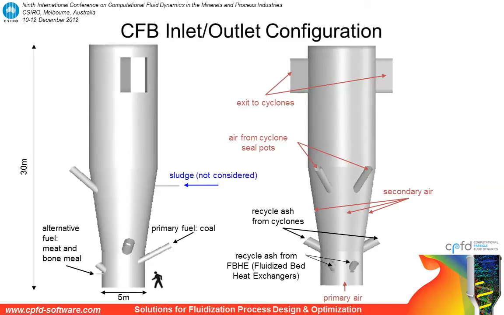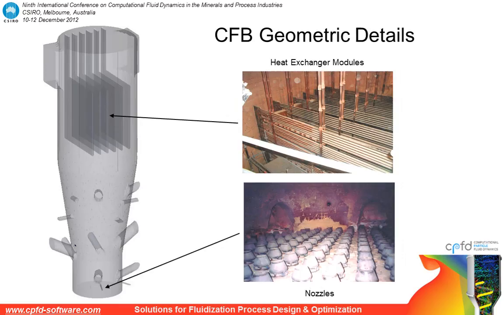This is, as you can see, a very large unit, about 5 meters in diameter at the bottom, about 30 meters tall. Here are the different entry points for primary air, secondary air, for fuel, and recycle ash. There are some important geometric details in this unit, including heat exchanger modules in the top and nozzles at the bottom that feed in the combustion air.